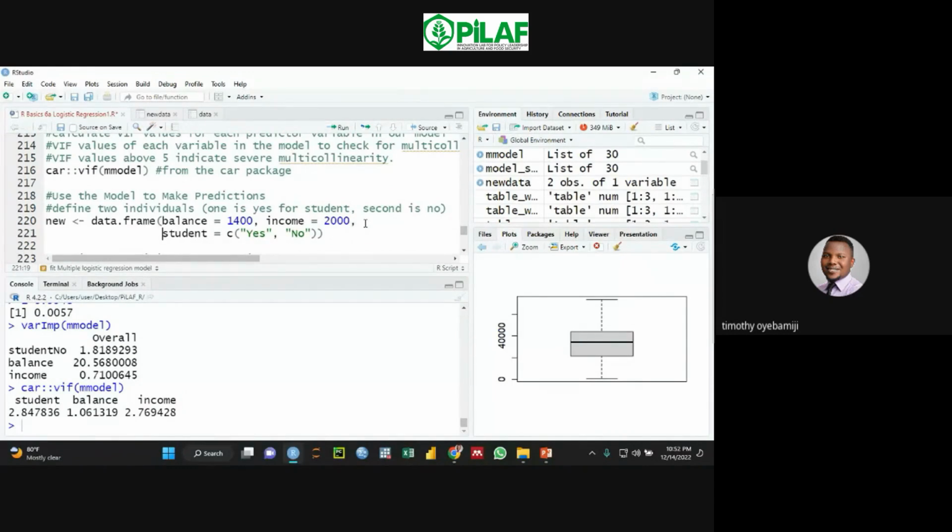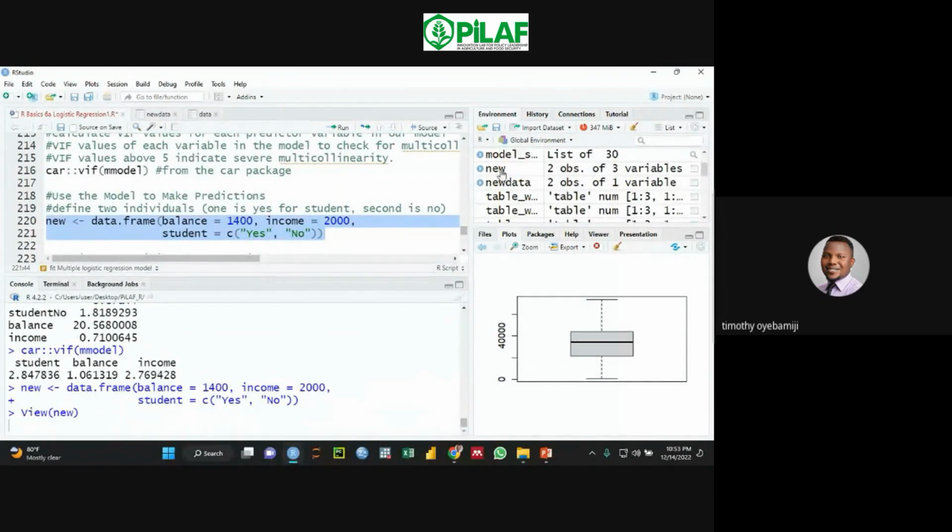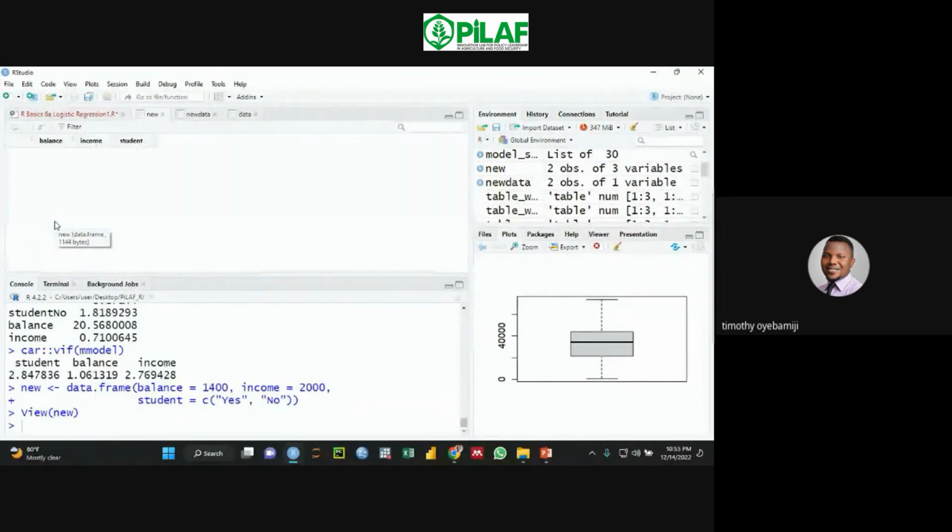So we are creating our new data, and we are calling it new. It's a data frame: balance is 1,400, income is 2,000, and students has two entries, yes and no. In essence, we are looking at 2 people coming to the bank. They both have the same balance and the same income, but the only difference is that one is a student and the other one is not. So let's view the data and see what it looks like. It is a data frame with 3 columns and 2 entries.